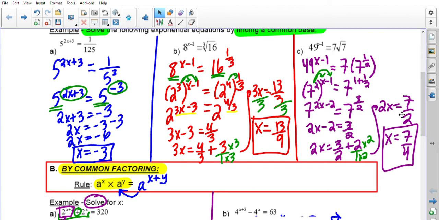You're going to divide out 2 from both sides. Divide out 2. Divide out 2. And you're going to get x equals 7 over 4.